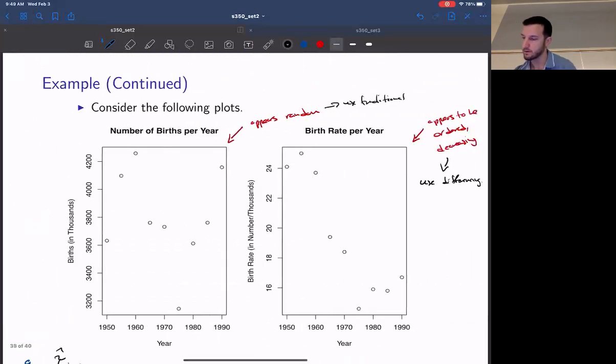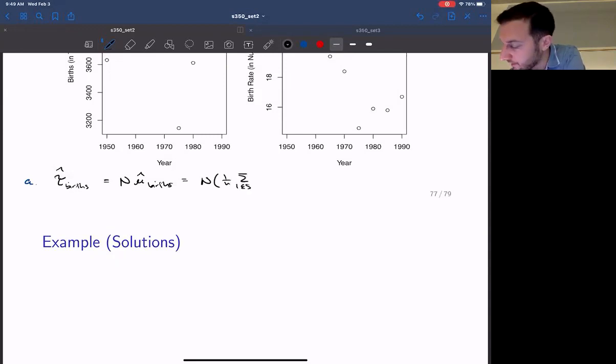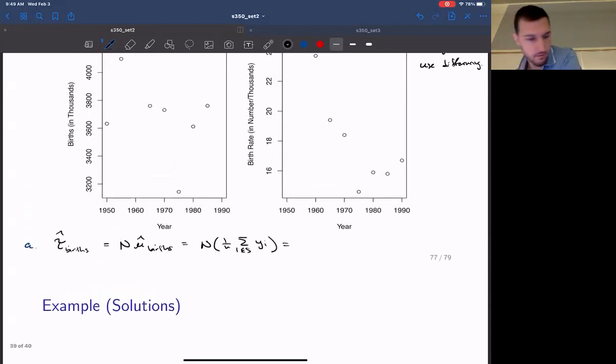Okay, so here we're going to have tau hat deaths. All right, so this is going to be equal to capital N times mu hat deaths. So this is going to be capital N multiplied by 1 over little n times the sum over the sample of each y_i. All right.